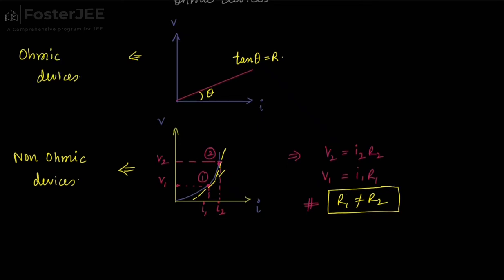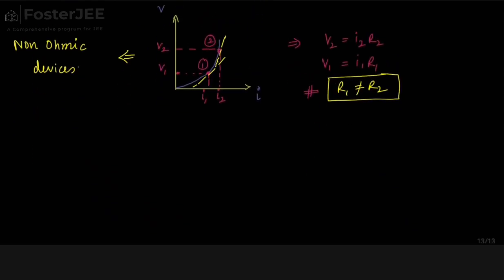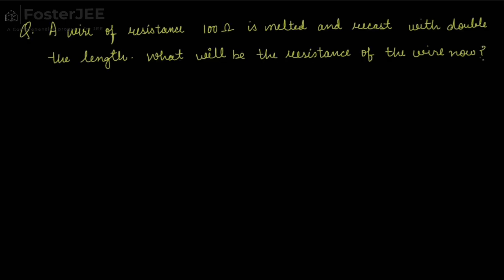I hope this is clear. Now let's discuss some problems in order to boost confidence. The question is like this. A wire of resistance 100 ohm is melted and recast with double the length. What will be the resistance of the wire now?